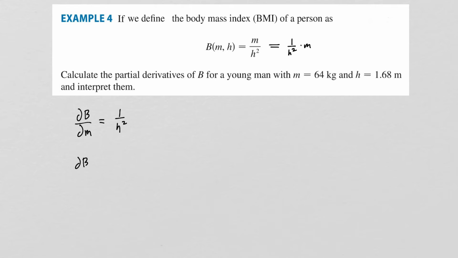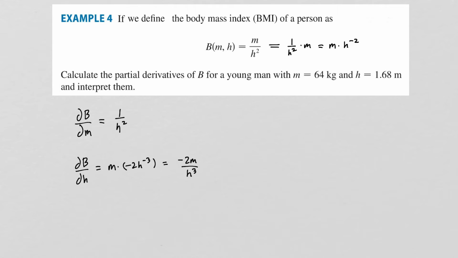The partial derivative of B with respect to h. Now let's write this a little bit differently. Let me write it as M times h to the -2. With respect to h, M now is a constant. And then we'll take the derivative of h to the -2, which is -2h to the -3. And this can be simplified as -2M divided by h cubed.